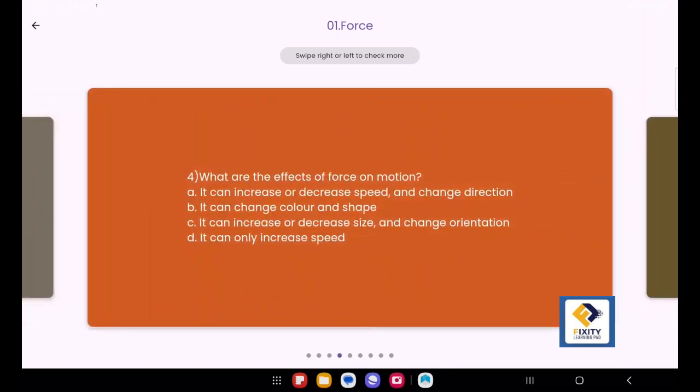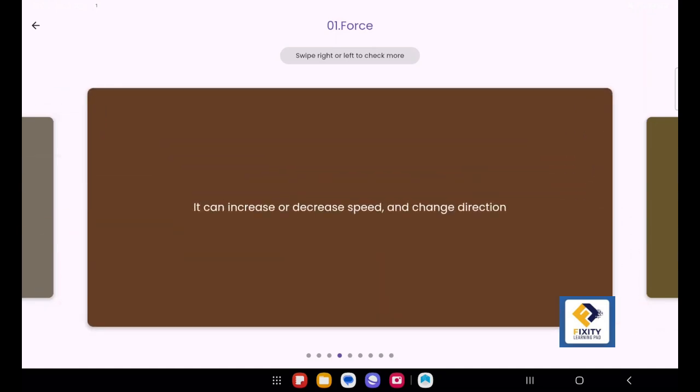Right? Now, what are the effects of force on motion? It can increase or decrease the speed and change direction. It can change color and shape. It can increase or decrease the size and change orientation, or it can only increase speed. Very simple. Again, we have discussed it. It can increase or decrease speed, it can change position, it can change direction, and shape and size, all of these things can be changed.